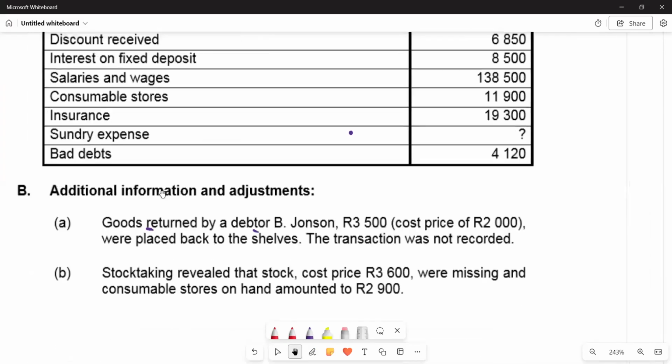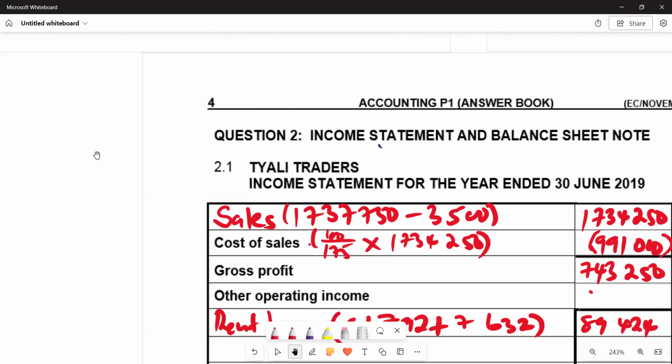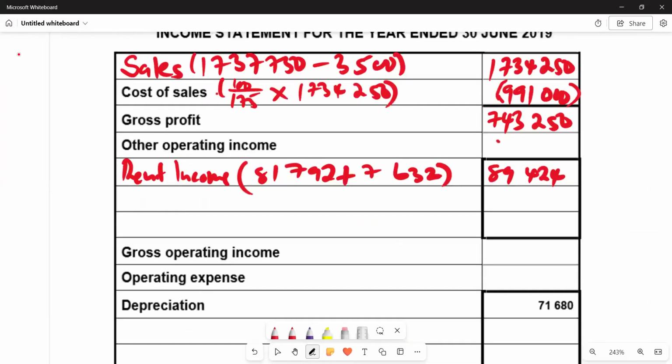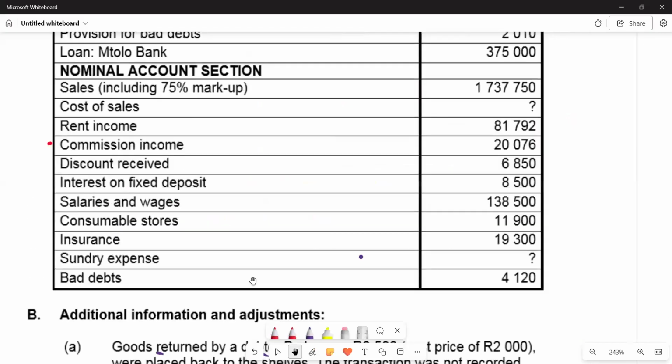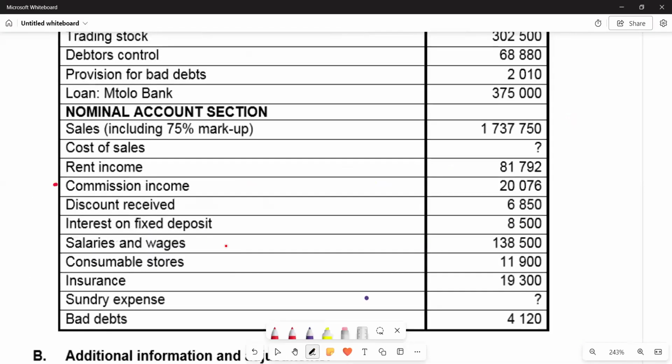So we come here. So we are saying commission income. And the figure that we have is 20,076. Then after that, again, we check if you've got anything that has to do with income in the list of balances. And then we have got discount received 6,850 here.